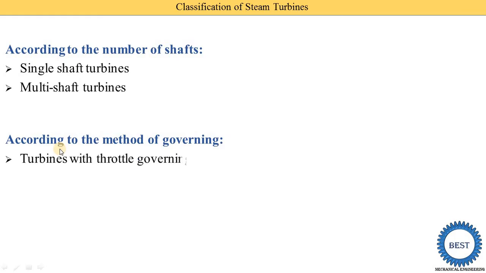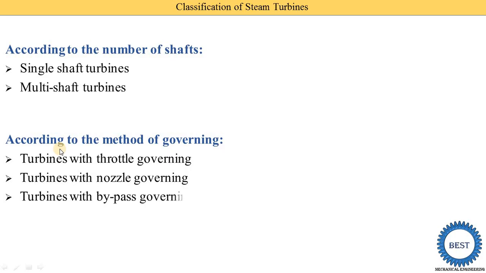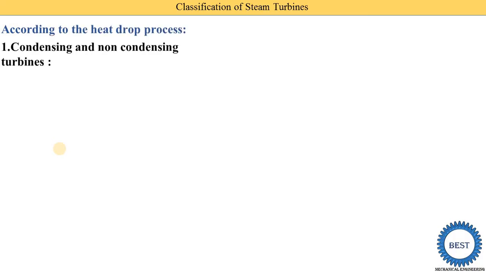First one is the turbine with throttle governing. Second is the turbine with nozzle governing. And the third one is the turbine with bypass governing. Later on I will make different videos for all three types of governing: what is throttle governing, nozzle governing, bypass governing. And the last one is according to the heat drop process. Heat drop means when the steam is coming out of the steam turbine, where the steam is supplied and how the heat energy from the steam is rejected. It is called the heat drop process.